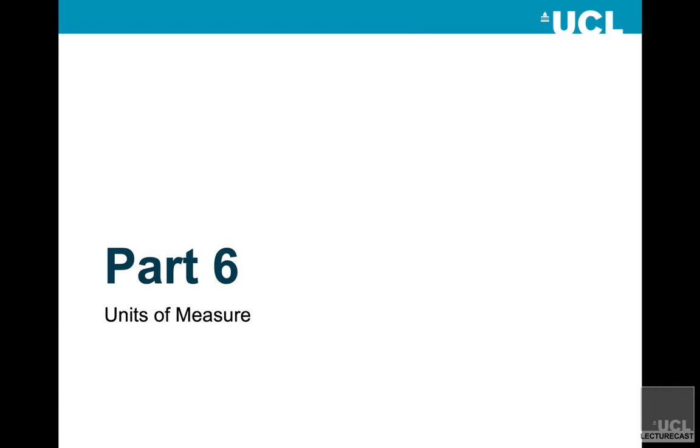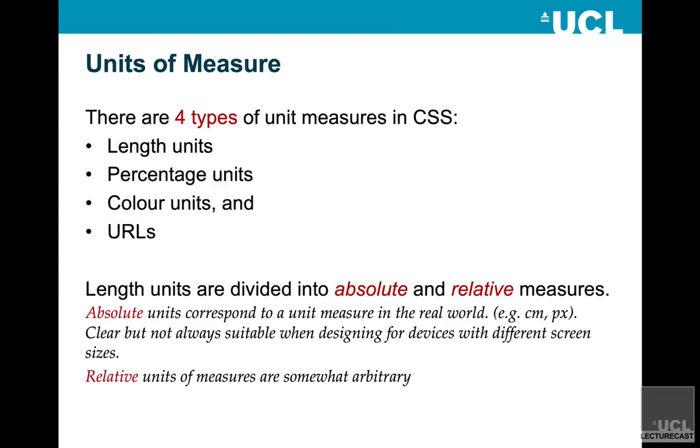In this part of the presentation, I would like to talk about units of measure. In CSS, there are four types of units of measure: length, percentage, color units, and URLs. Length units are divided into two types: absolute units and relative units.